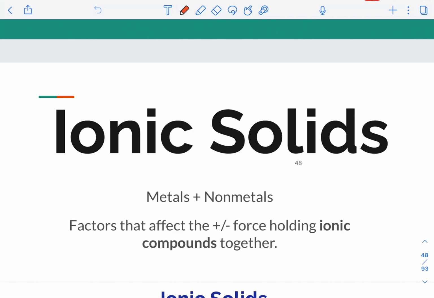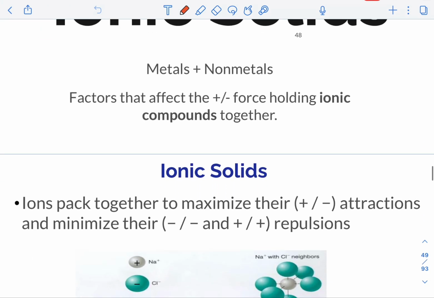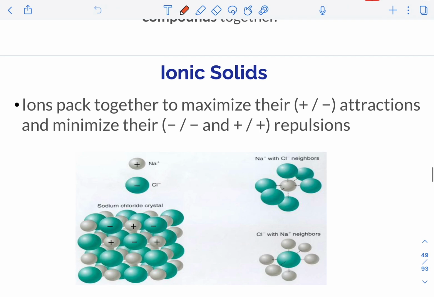As you know, ionic is made up of a metal and a nonmetal. And we're going to talk about how those positive and negative ions are held together. The metal would be the positive ion, the nonmetal would be negative, unless it's hydrogen. So ionic compounds have two different factors of their solid state holding them together.